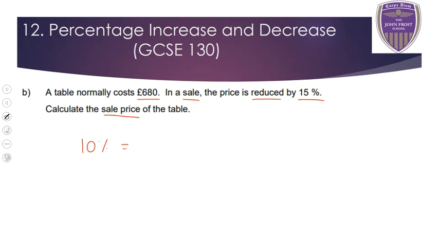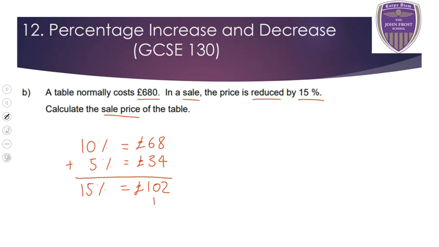As with the others, we've got to work out the percentage first. We've done 15% already, so that's 10% plus 5%. 10%, remember, is divided by 10. So 680 divided by 10 is £68. Remember, 5% is half of 10%, so half of 68 is 34. If we add those together, 8 plus 4 is 12, carry the 1, 6 plus 3 plus another 1 is 10. So 15% is £102.